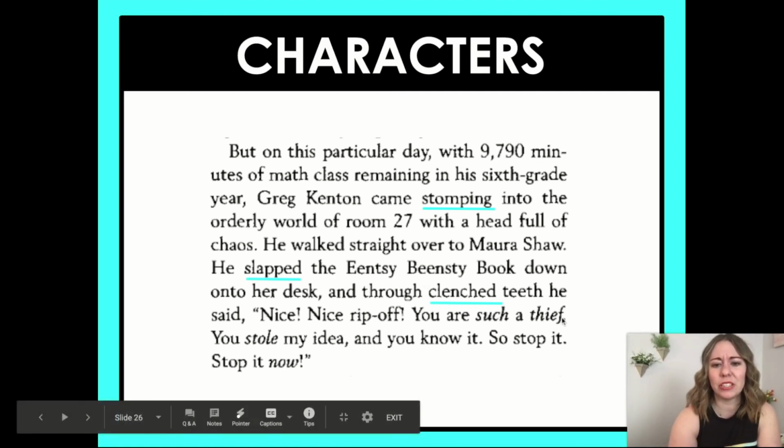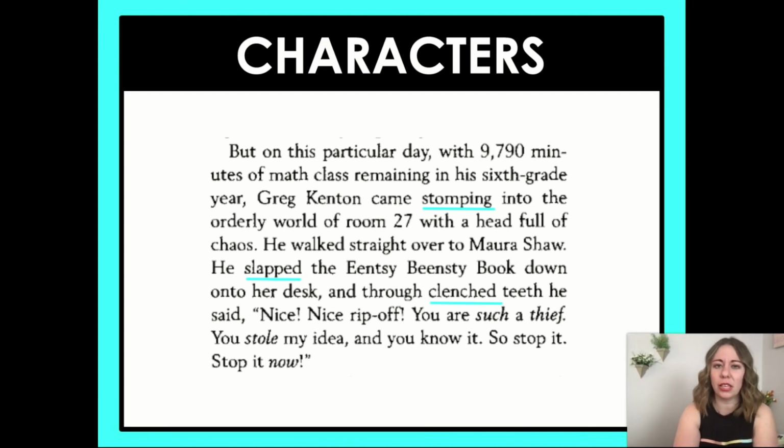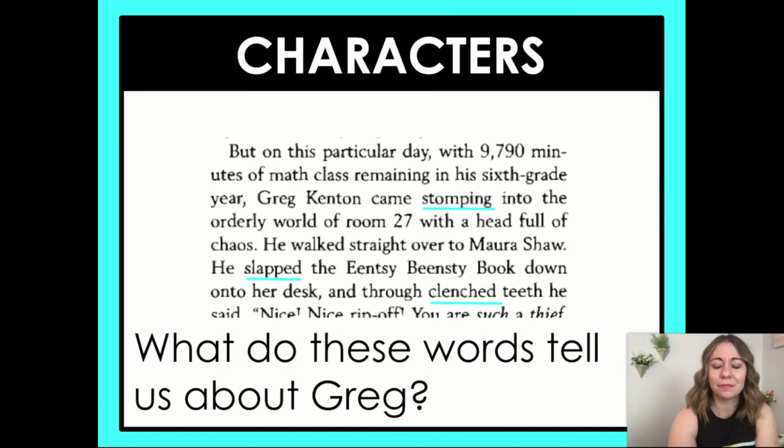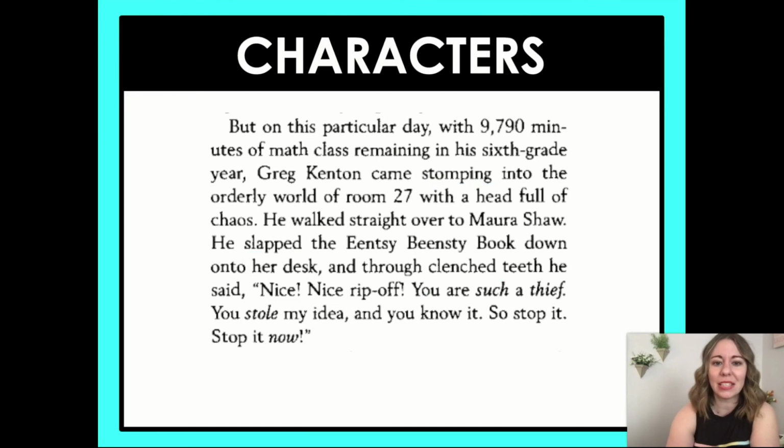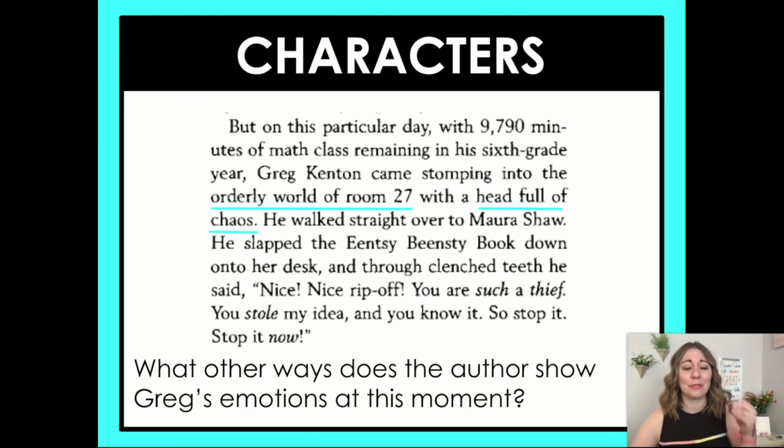And notice how they put these words in italics, okay, to give it extra emphasis, extra oomph. So I don't say "you're such a thief." I say "you are such a thief," right? So the author is using these words to really tell us about Greg. What do these tell us? He's real mad, right? He is upset. He's stomping. He slaps the book down. He's clenching his teeth. So he's having a lot of emotion, and we can see that from the italicized words, from the exclamation points, and then also from the actions of how he's stomping and he's slapped and he's clenching his teeth. So these are all ways that the author is showing us Greg's emotions.